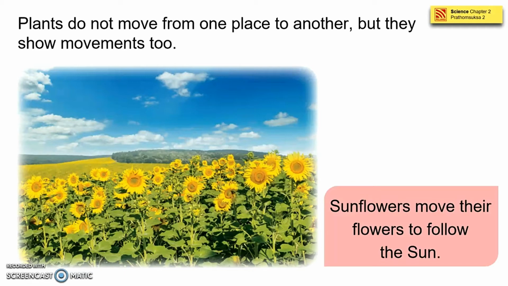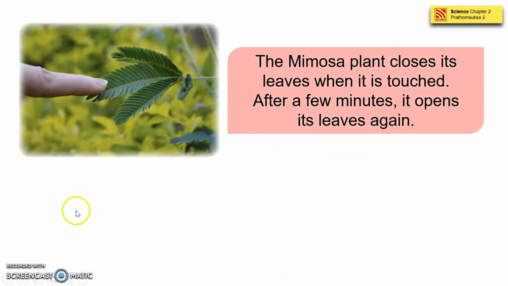Again, flowers cannot move, but they can show movement too. Easy? Understand? Very easy. Okay? Let's have another example. The mimosa plant, or they can call it a shy plant, closes its leaves when touched. After a few minutes, it opens its leaves again.